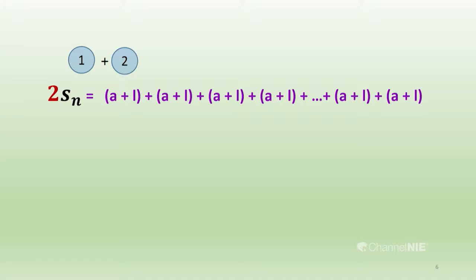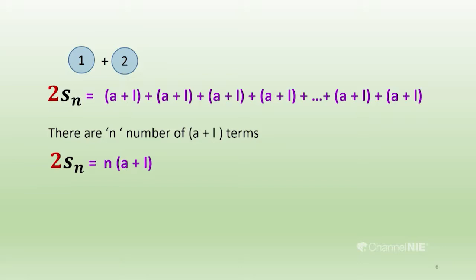Each and every time when you are adding the terms of both equations, you may get a plus L, a plus L, a plus L. It's repeating. So n number of a plus L terms can be seen there. So we can write 2Sn equals n number of a plus L terms. We can write 2Sn equals n times a plus L.